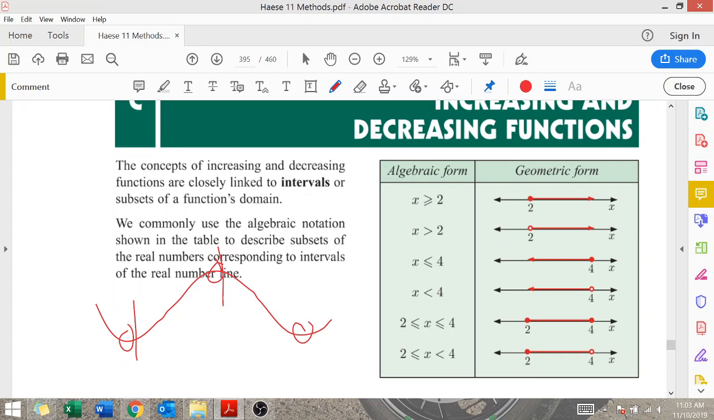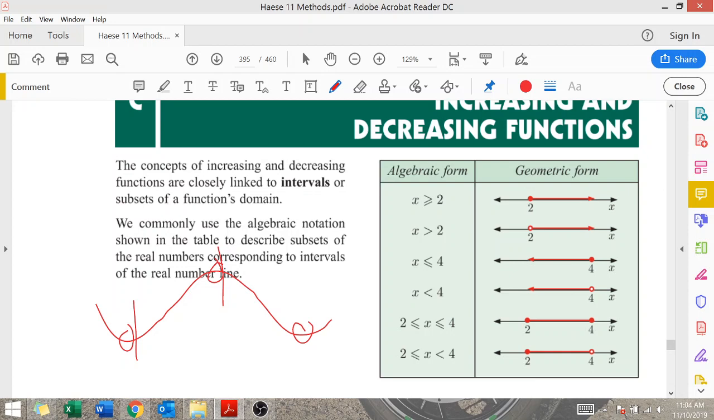X could be 2.00000001, with lots of zeros, but it still can't be 2. It can't be exactly the integer 2. Why that's important, I don't know. You'll have to go to uni for that one.